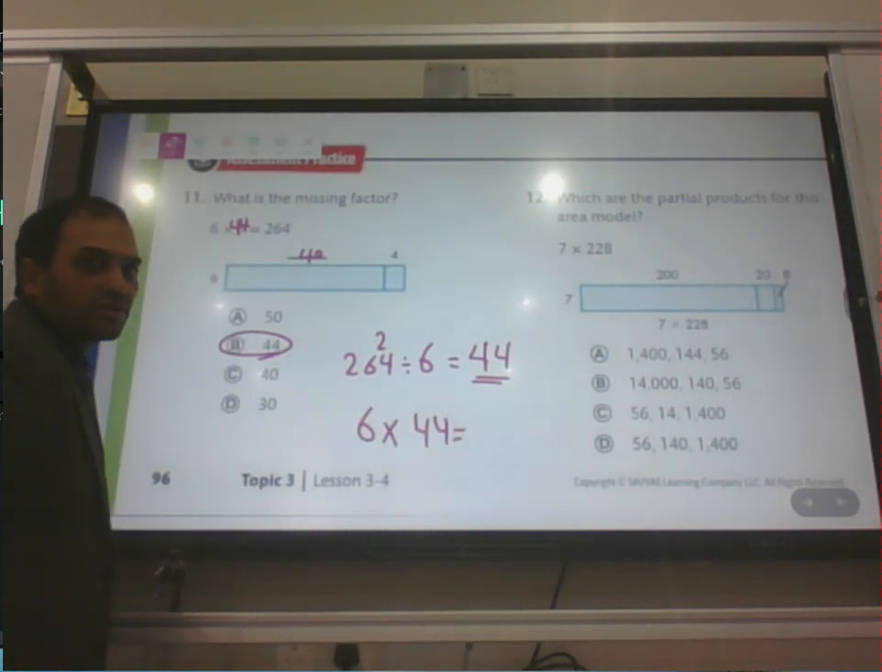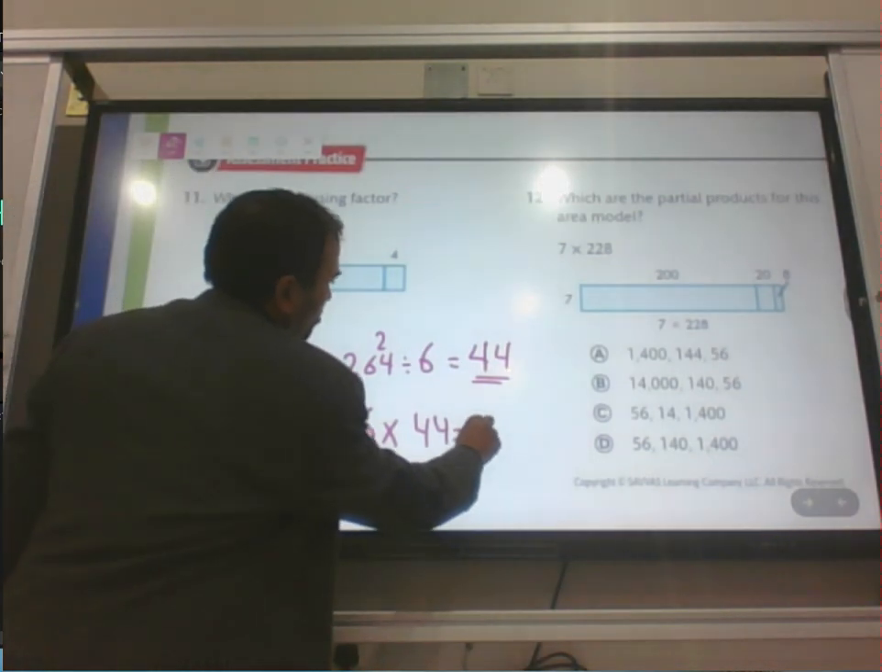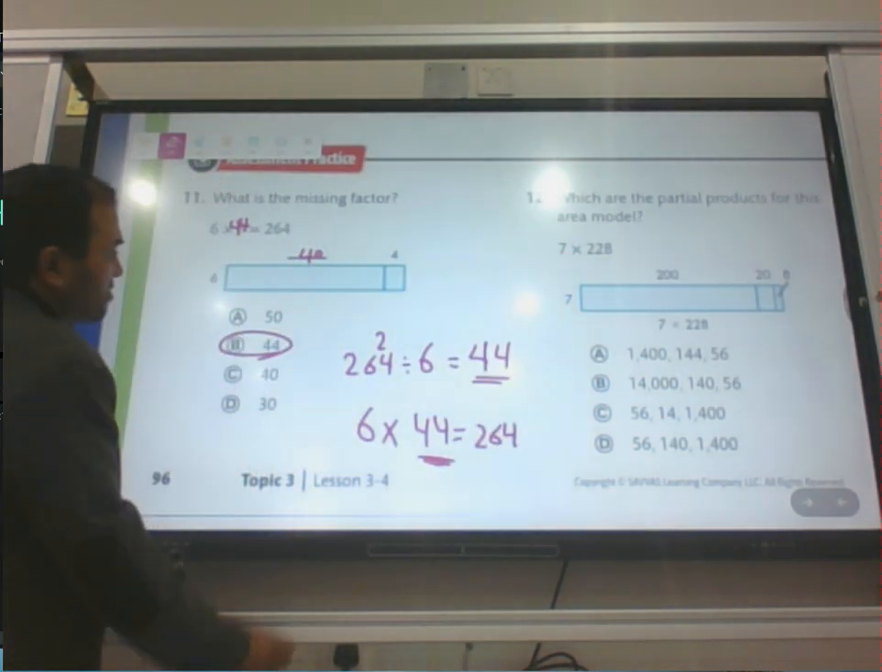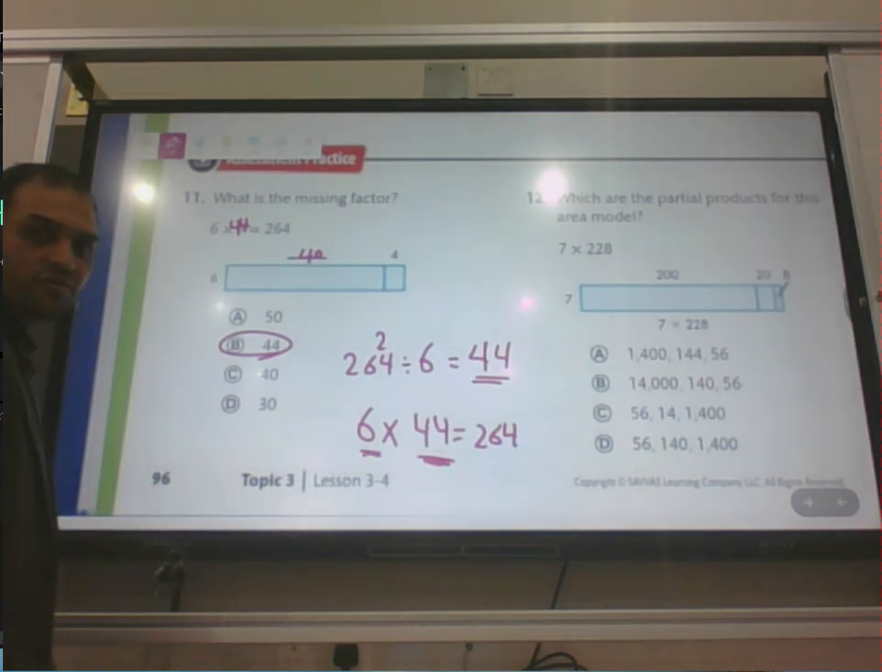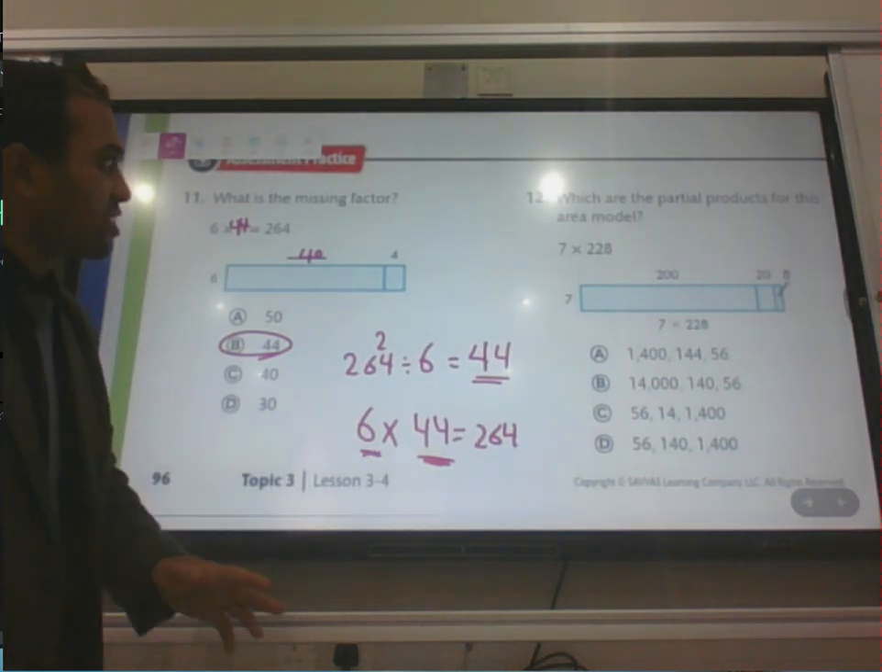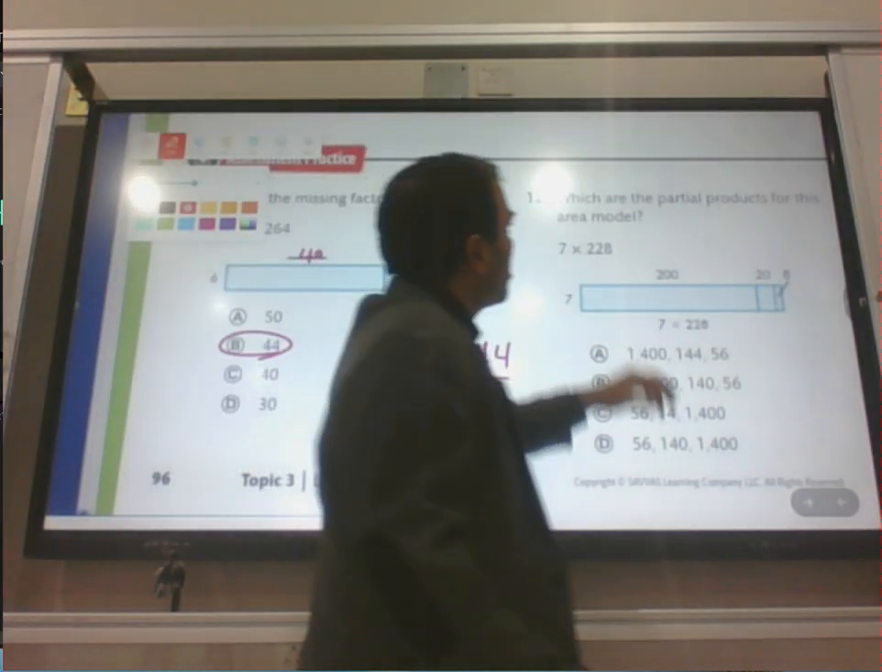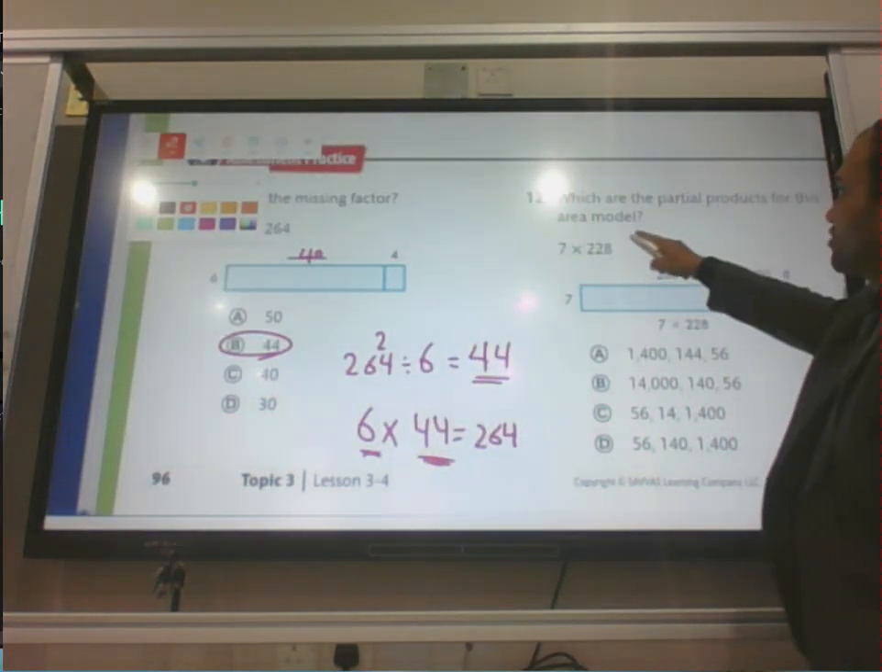6 times 44 equals 264. Then the first factor here is 6 and the second factor is 44. We have two factors. And next question here, look at the next question. Which are the partial products for these area models?